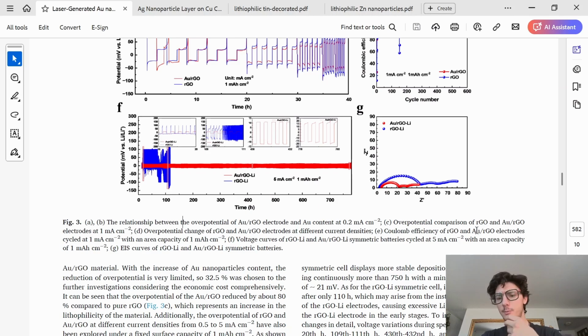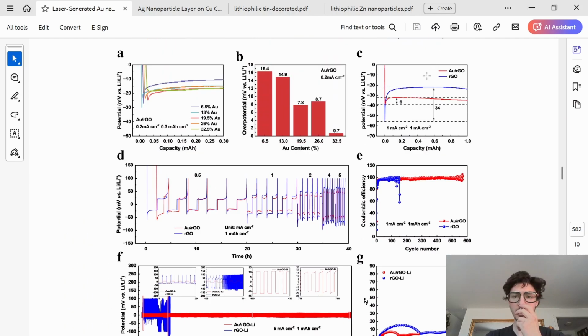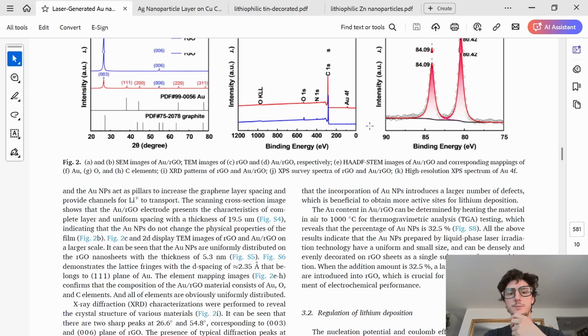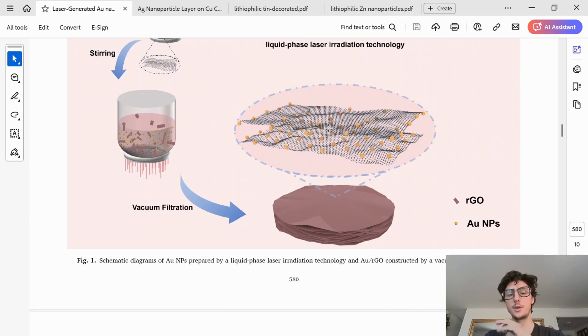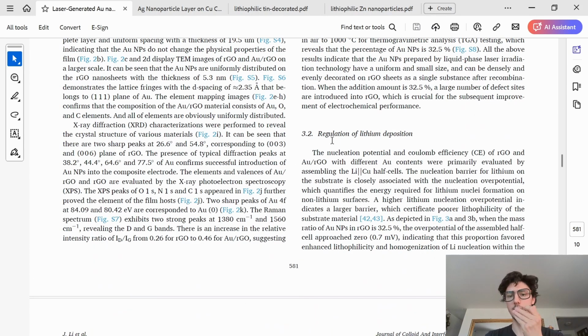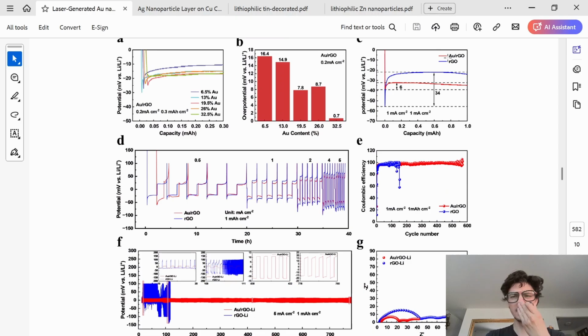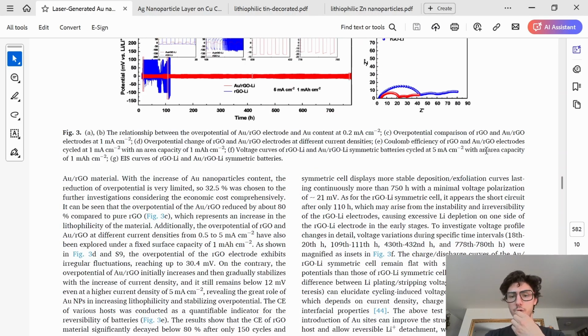C, overpotential comparison of reduced graphene oxide and gold reduced graphene oxide electrodes at one current density. So we saw this earlier. I'm not too sure what to make of this as well, but they're basically comparing the reduced graphene oxide, which is basically these sheets over here with no gold nanoparticles. So just those sheets inside the coin cell. And over here, they're comparing it with the gold reduced graphene oxide. Interesting.